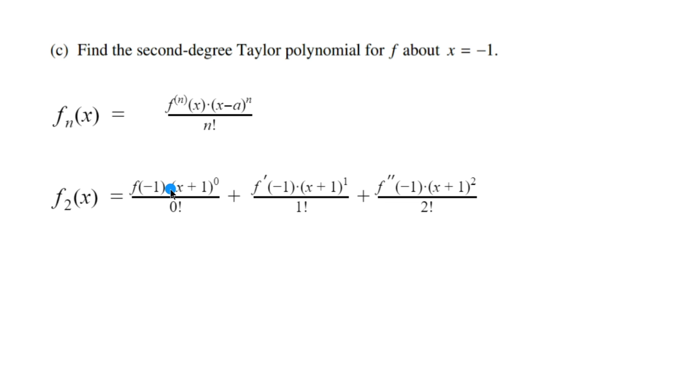And so the formula becomes f of negative 1 times x minus negative 1, which is x plus 1, to the 0th power over 0 factorial, plus f prime of negative 1 times x plus 1 to the first power over 1 factorial, plus f double prime of negative 1 times x plus 1 squared over 2 factorial. And now we just need to figure out what these coefficients are.